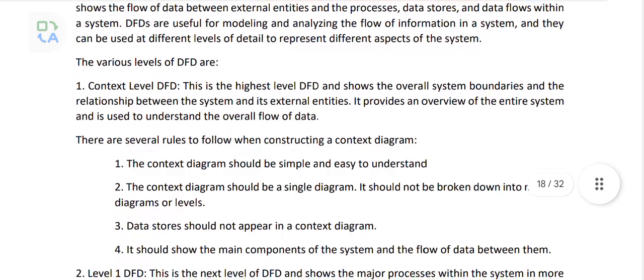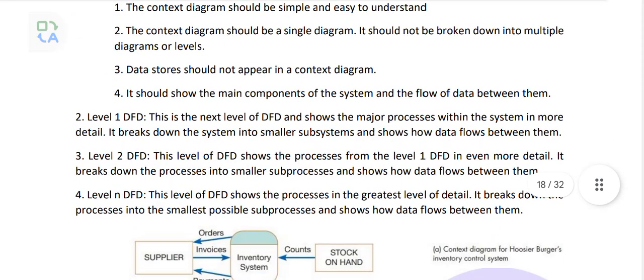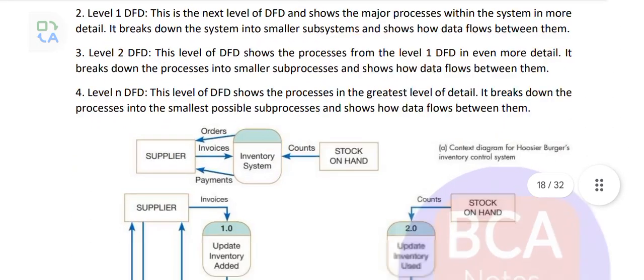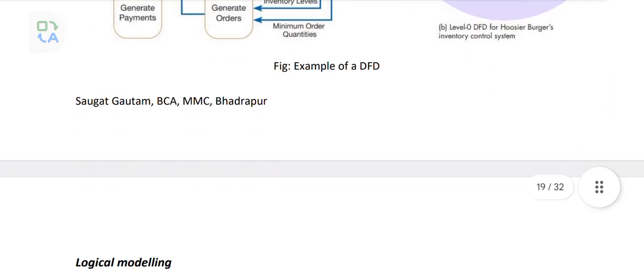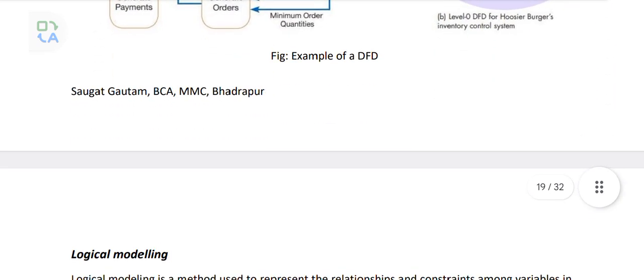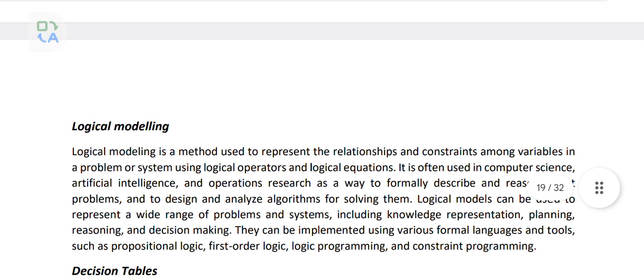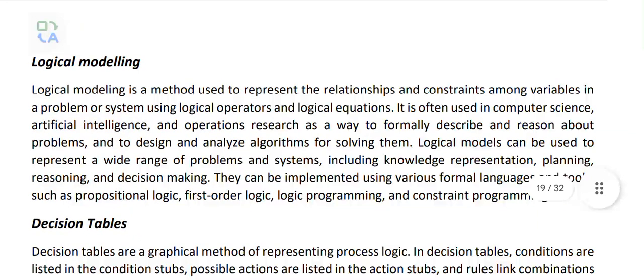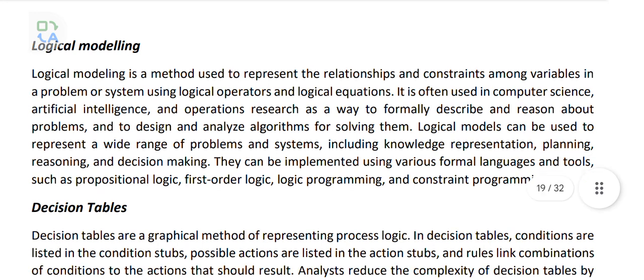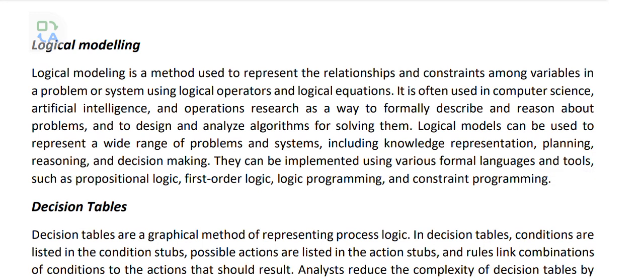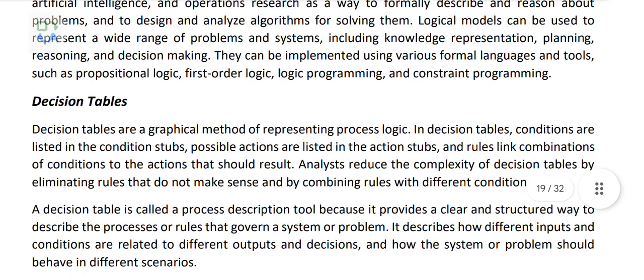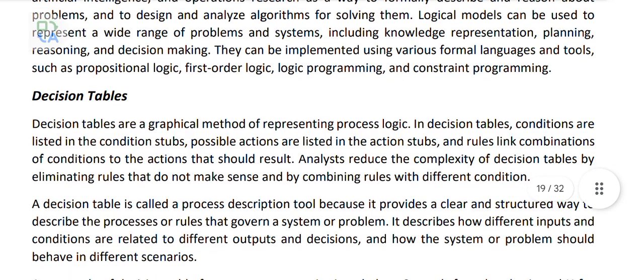Process methodology: the context DFD, level 1 DFD, level 2 DFD, level 3 DFD. Logical methodology is used to represent the relations and the constraints among the variables in the problem system using logical operators. Logical equations. Decision tables are a graphical method of representing the process logic.